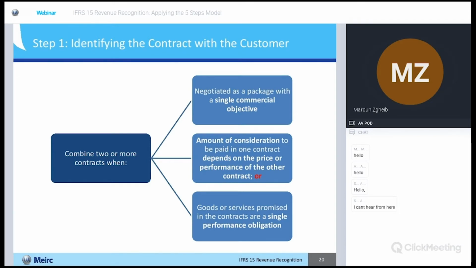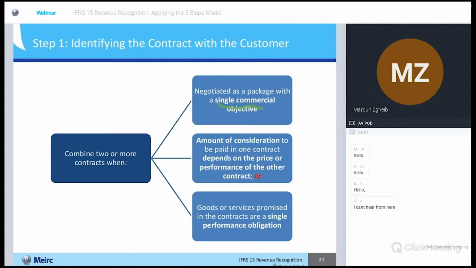So sometimes you might have two separate contracts, but they would be treated as a single contract if they have a single commercial objective, the price of one contract depends on the price of the other, and you have a single performance obligation. Those are the three conditions that I'll mention here.